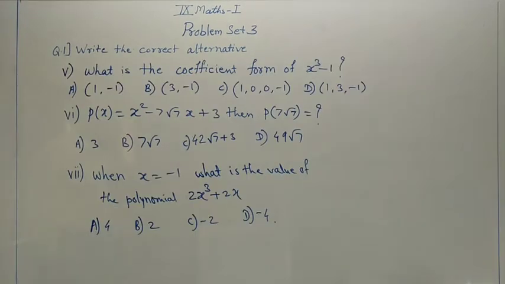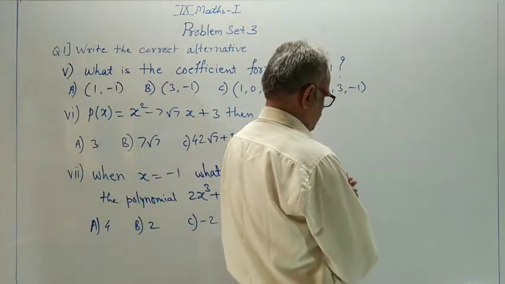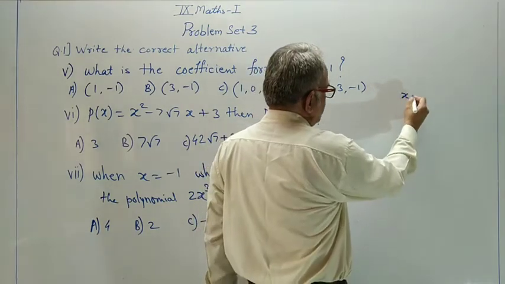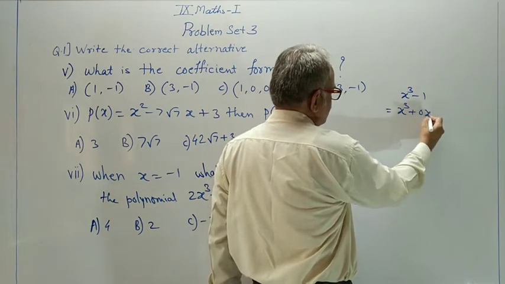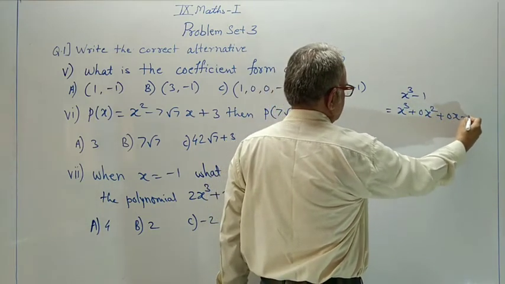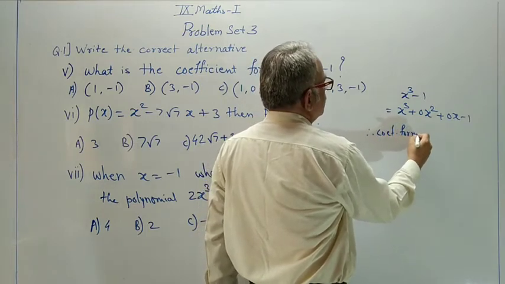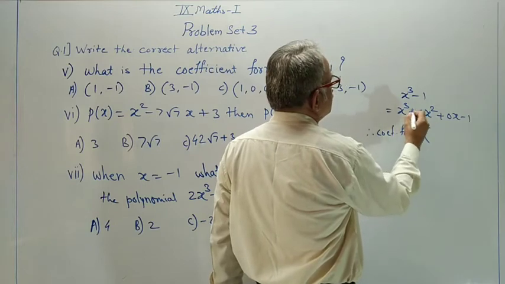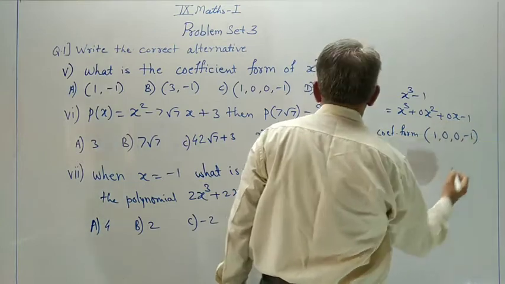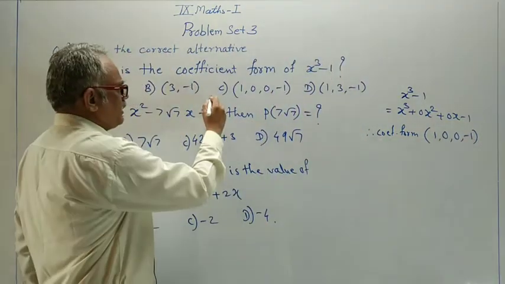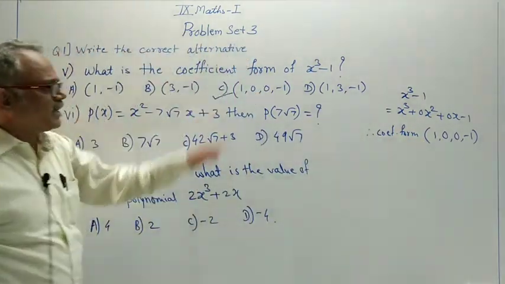Pay attention. What is the coefficient form of x cube minus 1? To convert it into coefficient form we write x cube plus 0x square plus 0x minus 1. Therefore the coefficients are 1, 0, 0, minus 1. Is such an answer there anywhere? 1, 0, 0, minus 1? Yes. So we have to do this as rough work, fast, and get the answer.